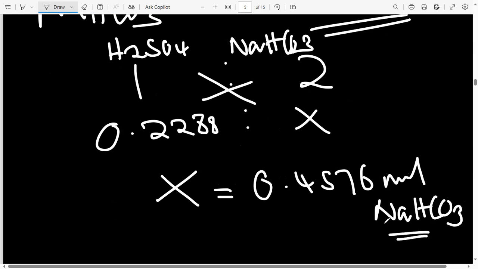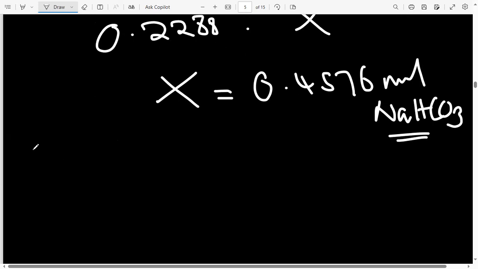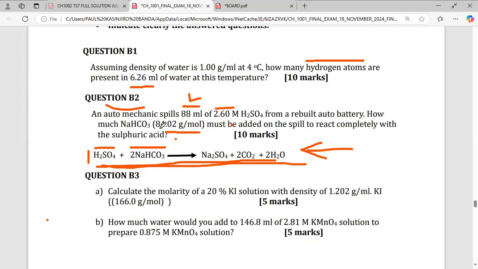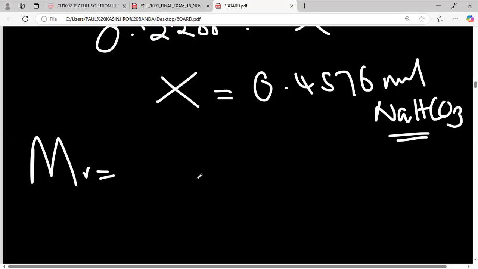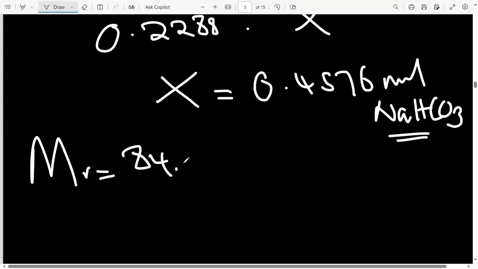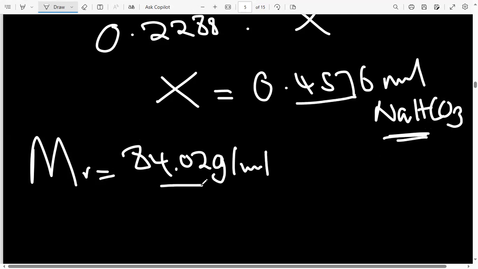Okay, so remember the question was asking us how much of this sodium hydrogen carbonate should we add? Since we have the moles here, and in the question we've been given its molar mass, which is 84.02. So I'm going to write my 84.02 grams per mole as its molar mass. So we have its moles and its molar mass.